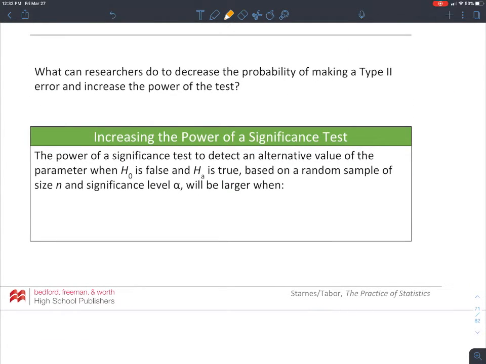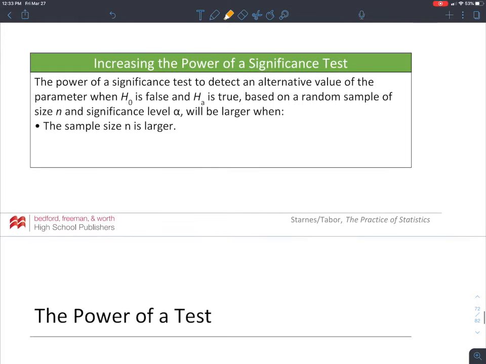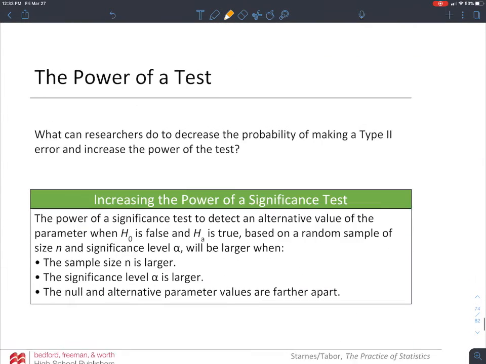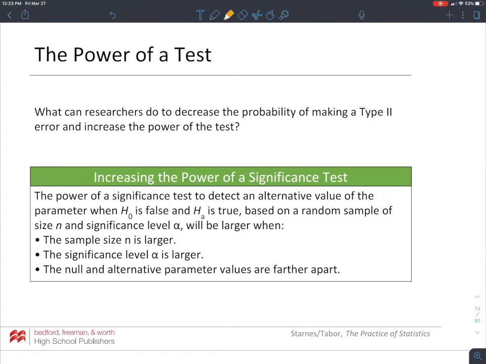Now, what can researchers do to decrease the probability of a type 2 error? Well, you can increase the power of a significance test if your sample size is larger, so increase the sample size. You can increase the significance level, and then also one that is mostly used is that the null and alternative parameter values are further apart.